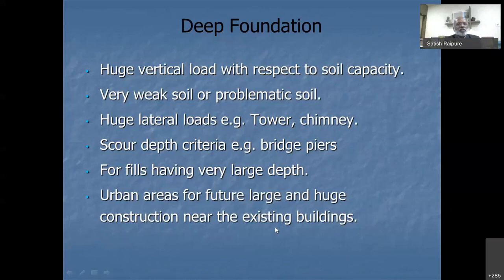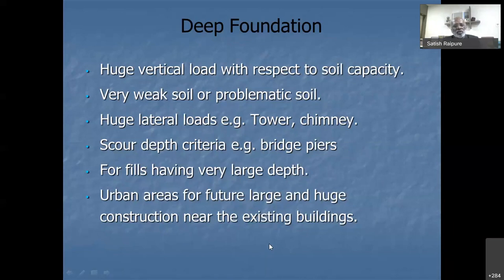The deep foundations. When is it required? Huge vertical load with respect to soil capacity. Very weak or problematic soil, then we go for the deep foundations. The huge lateral loads, like in the case of tower and chimney. The scour depth criteria, wherever there is a scour depth criteria, then we go for the deep foundation.